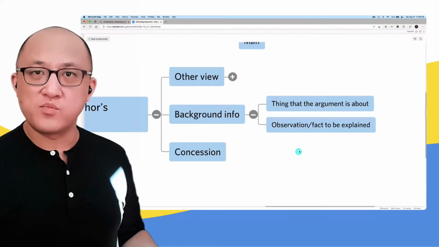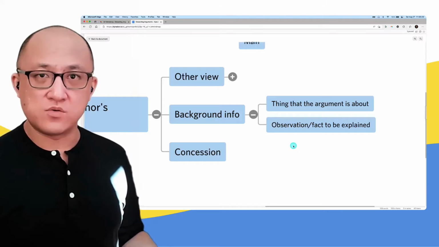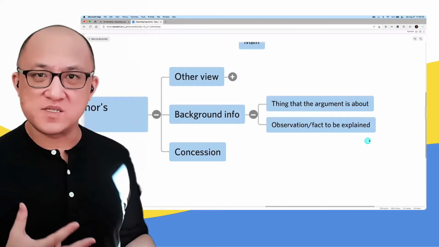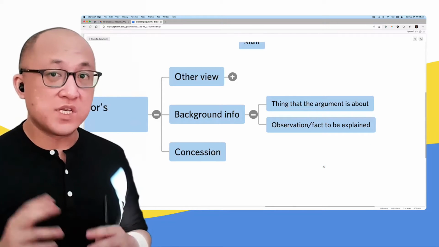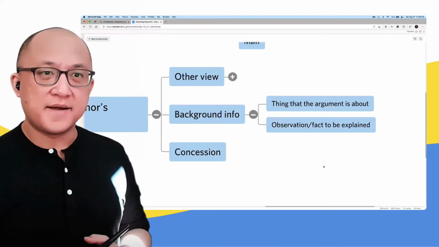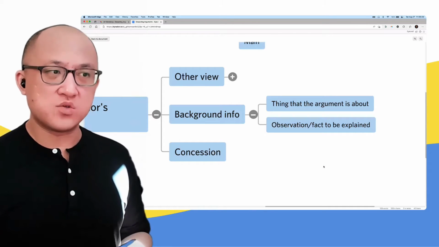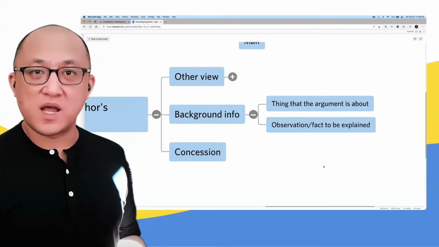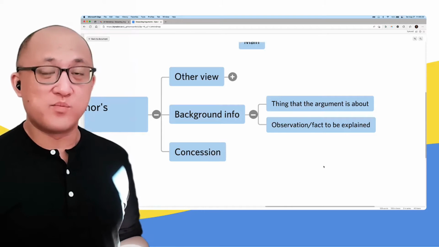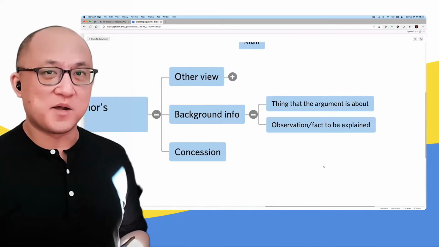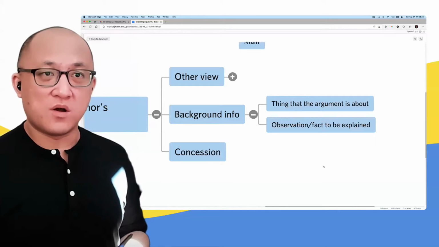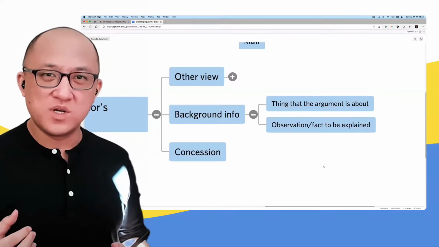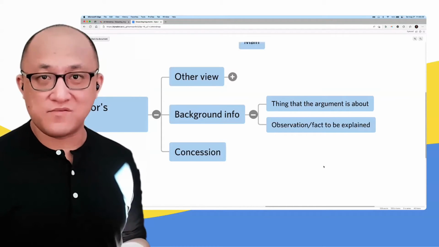What's actually a lot more important to recognize, though, when it comes to background information is observation or fact to be explained. Sometimes people think of it as a phenomenon that needs to be explained. And what that refers to is a stimulus where you start off with something that is like an observation about the world. There's a lot more birds flying south this winter. A lot more teenagers are starting to use TikTok. And then the argument goes into trying to provide an explanation for why that fact is true.